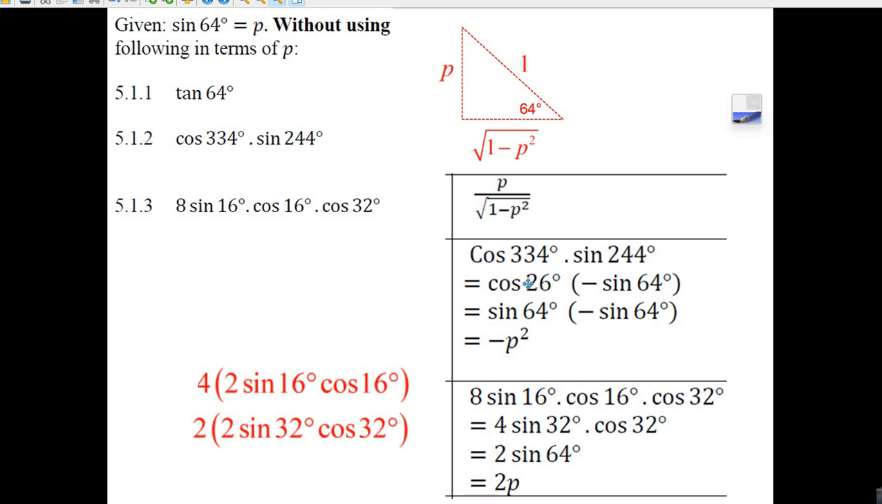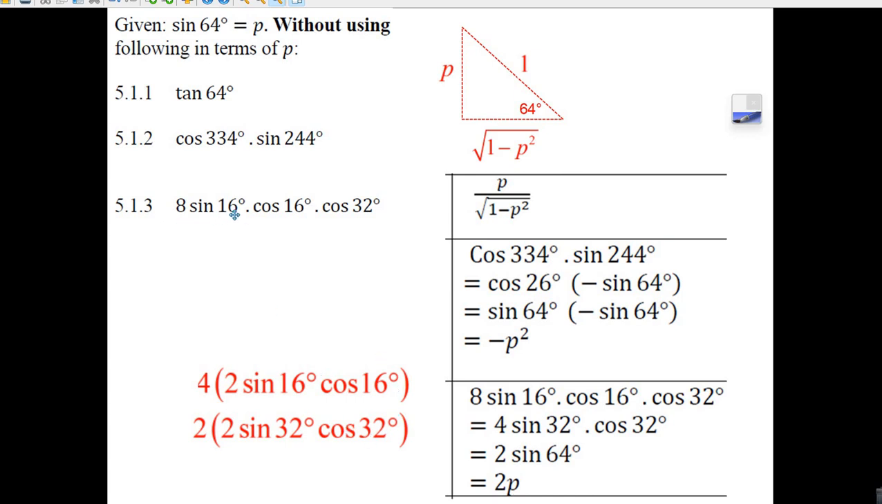Okay, the next question says, what's the cosine of 334 times the sine of 244? Well, you get a couple of marks just for doing this. You go the cosine of 334 is 26 degrees away from the horizontal 360, so it's the cosine of 26. But the sine of 244 degrees, that's 64 degrees past the horizontal of 180. It's the sine of 64, but it's negative there. But isn't the cosine of 26 really the sine of 64? And since we know these are both p, times p is p squared, and there's one negative here, it must be minus p squared.